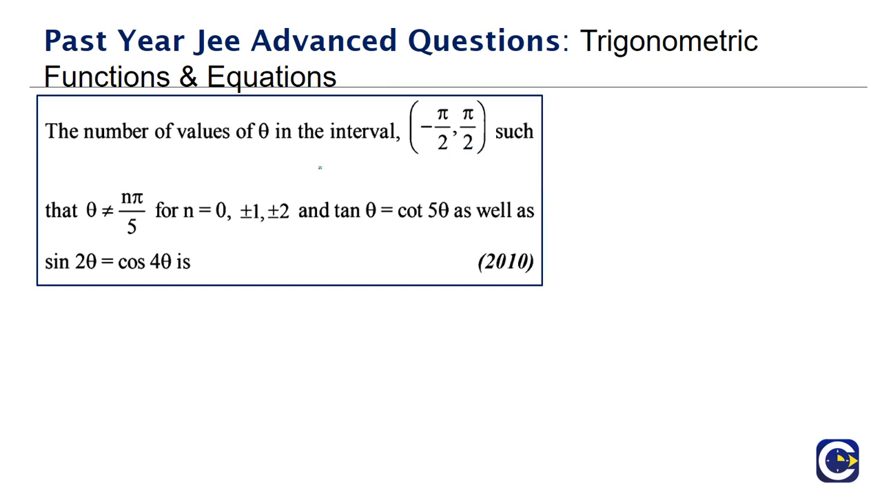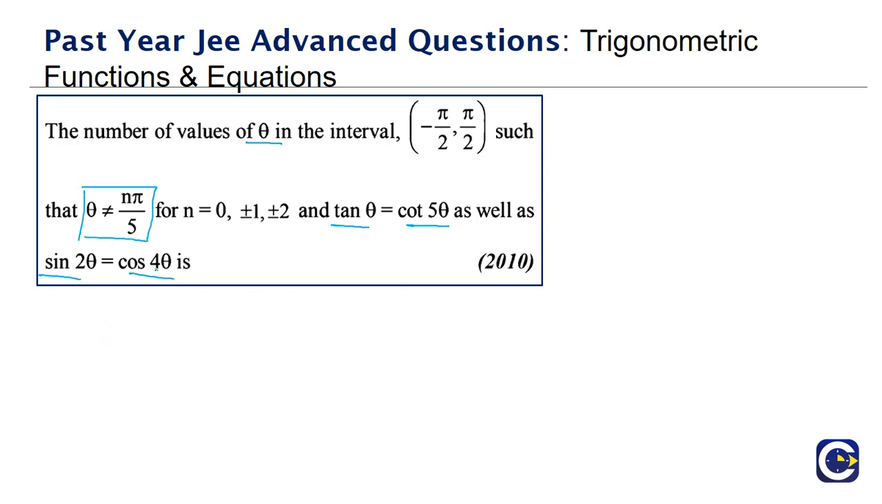The number of values of theta in the interval minus pi by 2 comma pi by 2, such that theta does not belong to n pi by 5 for n equal to 0, plus or minus 1 and plus or minus 2, and tan theta is equal to cot 5 theta as well as sin 2 theta is equal to cos 4 theta. So they give two conditions. What are they? Tan theta is equal to cot 5 theta and sin 2 theta is equal to cos 4 theta. Now we should find the number of values of theta, and there is also one more condition, which is theta is not equal to n pi by 5.